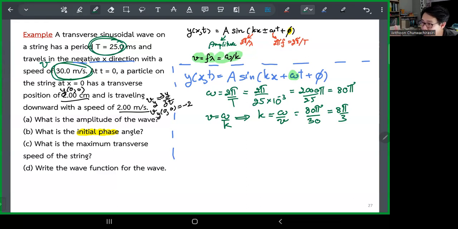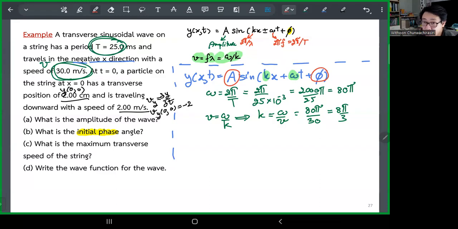Omega has already been figured out up top, 80. So you just plug in the 80, the k is just omega over 30. And that's it. Okay, you get the k. So that means this one checks. Now, do you see what's the problem here? The two unknowns that you have left are the amplitude and the initial phase angle.